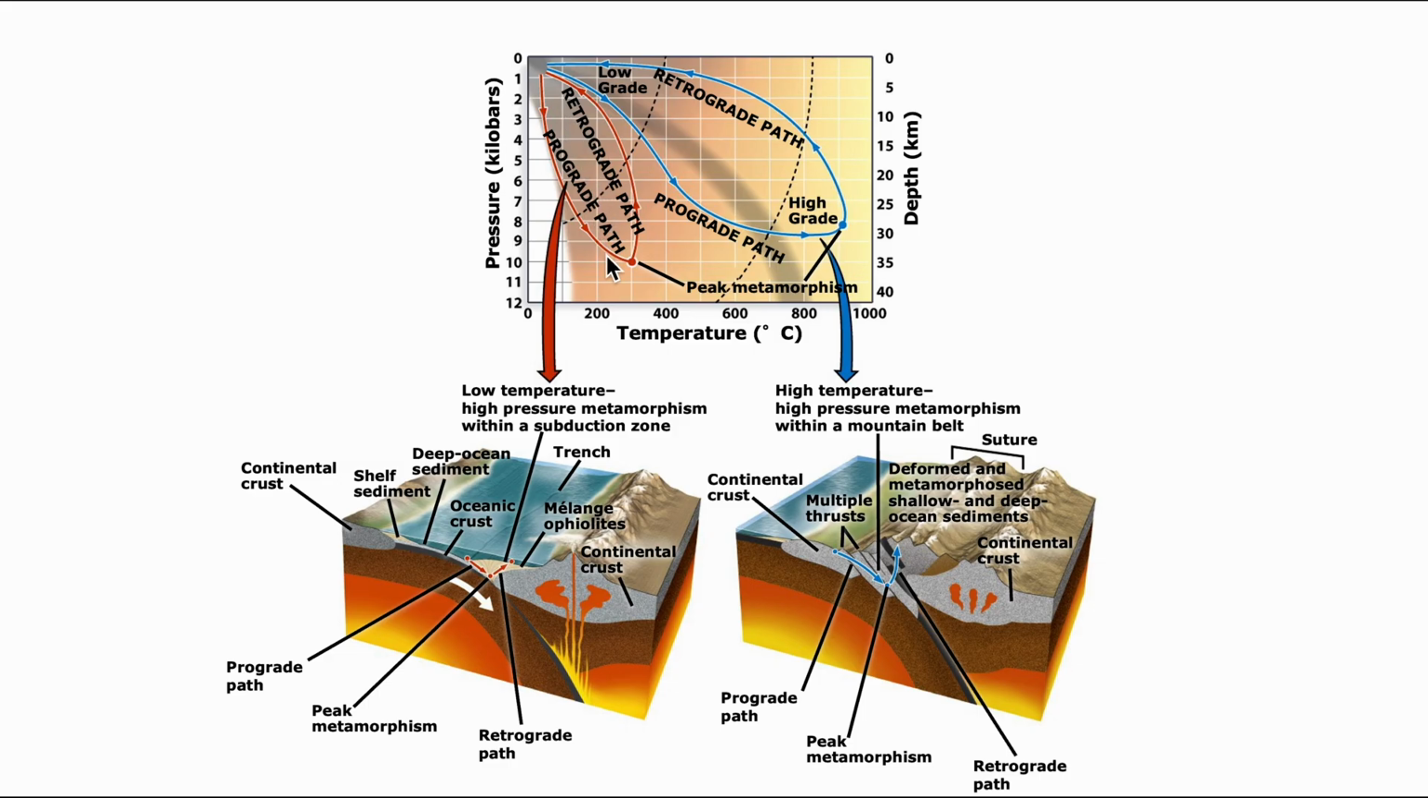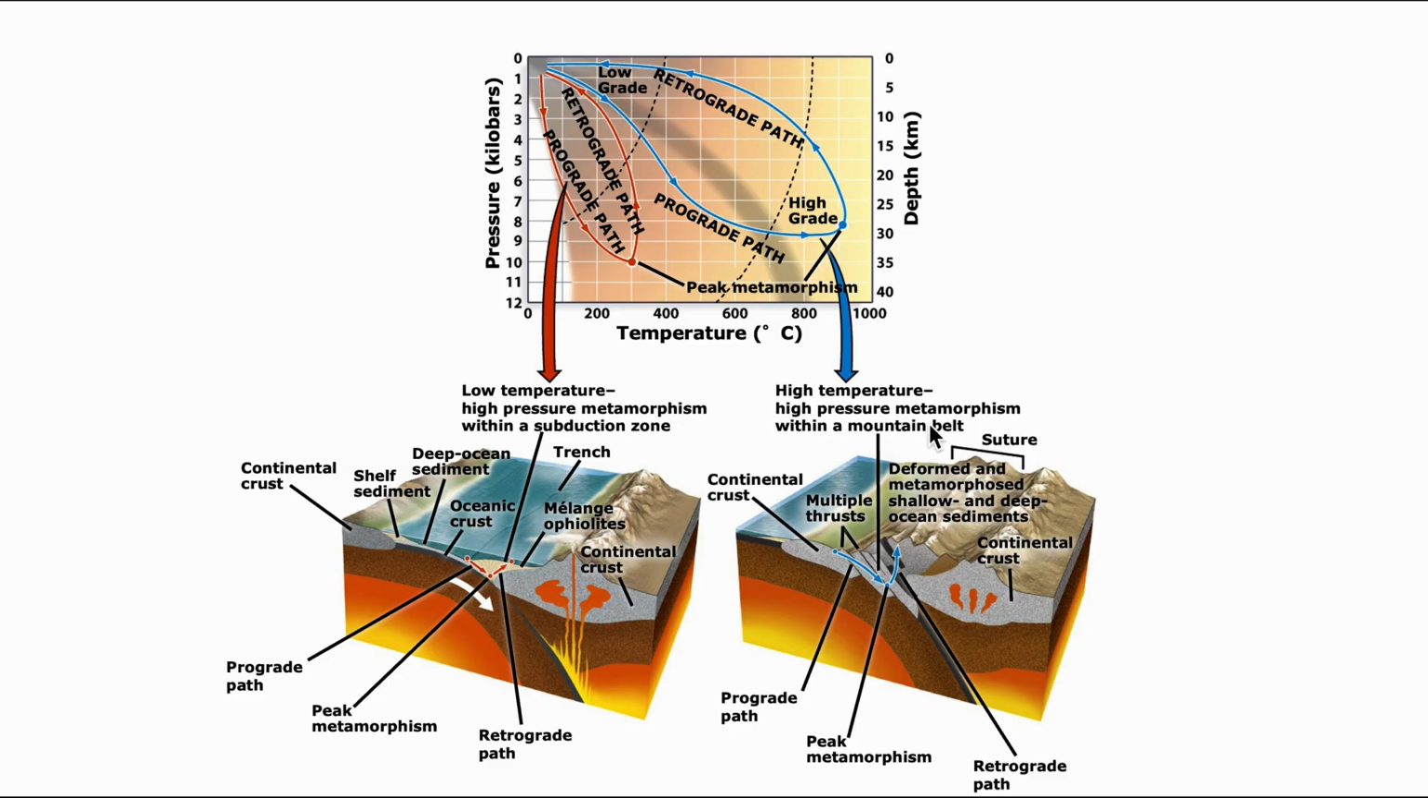If we have a steep pressure gradient, but shallow temperature gradient, we're going to experience low temperature, high pressure metamorphism within a subduction zone. So think blue schist in this case. The pressure is increasing dramatically, but the temperature isn't. Conversely, by forcing material down to a shallow depth, we're going to increase the temperature, but not so much the pressure, not as much as or as quickly as in this example here.